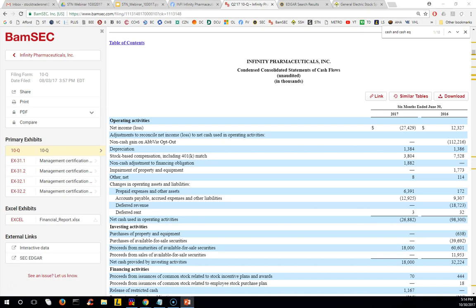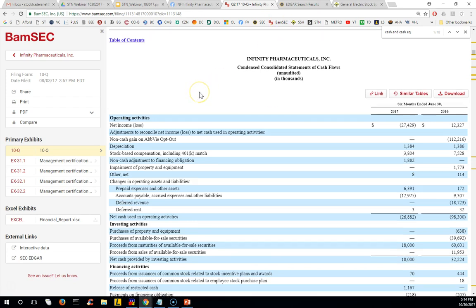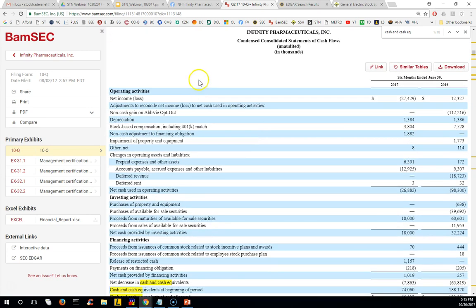Okay, consolidated statement of cash flows. Again, I'm looking at the latest 10K and 10Q. And in this instance, all I had to do was come down a page and a half. What's important to me here? Right here: net cash used in operating activities. I know for 6 months ended June 30th, 2017, they used approximately $27 million in cash, significantly less than the 98 million they used for 6 months ended December 2016.